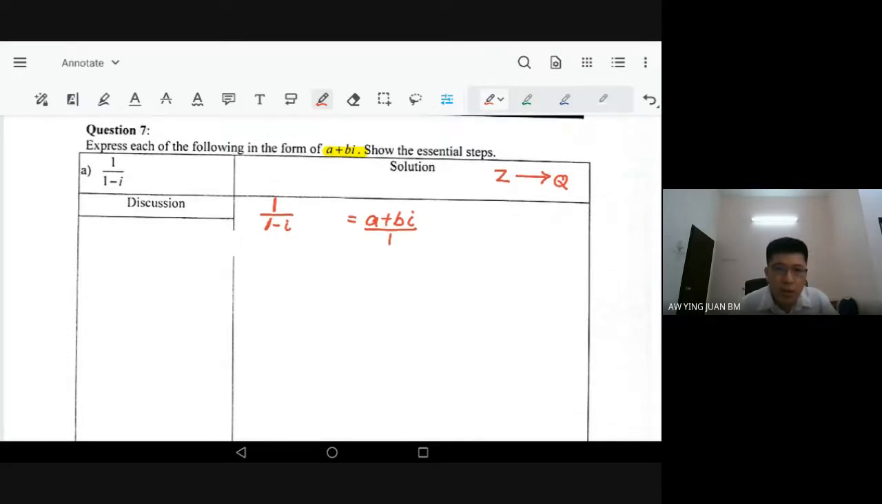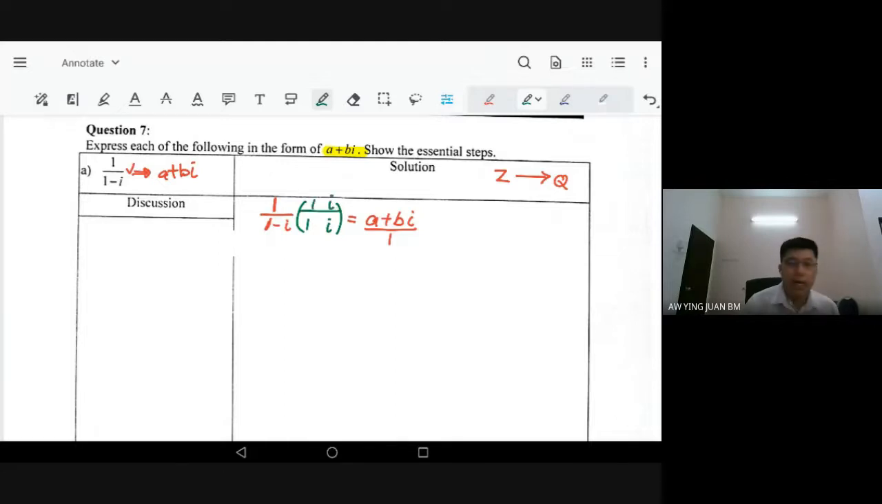Kindly refer to the question. They ask you to refer to the situation. Express each of the following in the form A plus BI. Maksudnya, daripada sini, kita ke A plus BI. So, only one way. So, what is the suggestion? Nak tukar complex number dekat denominator jadi real. The only way is multiply by the conjugate.